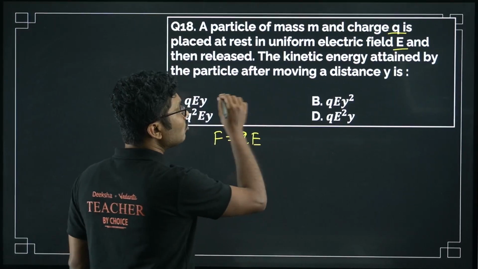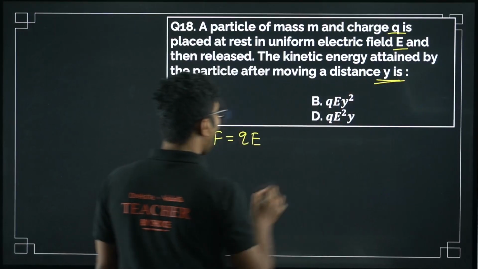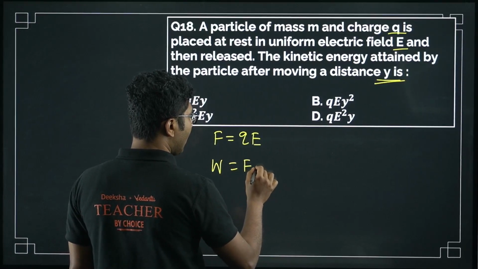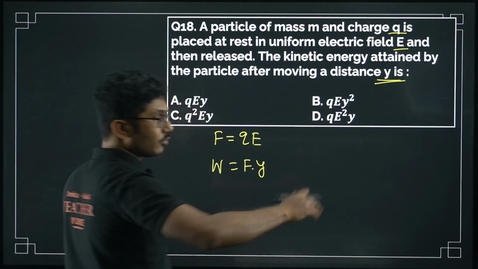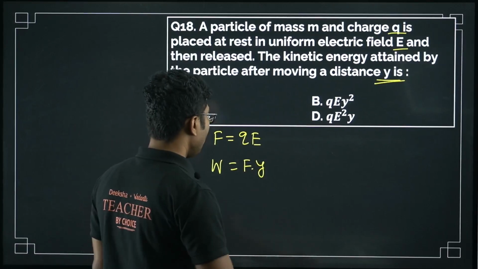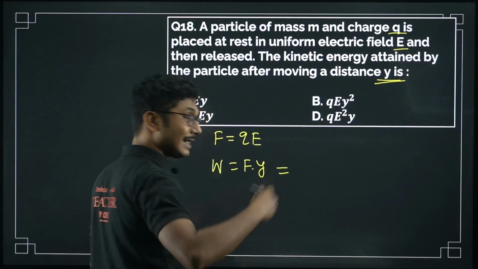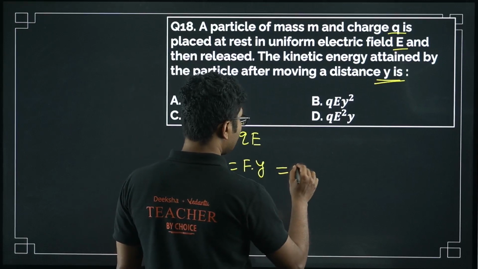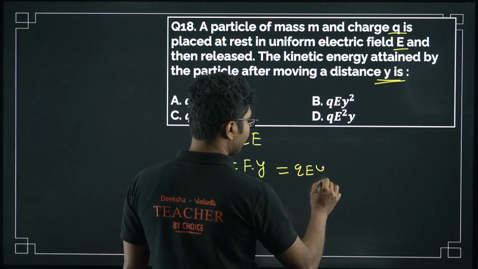Now if you move it by a distance of y, how much work are you doing? The work done is F s cos theta, but here they are moving in the same direction, in the direction of the electric field, right? So it will be F into y, or QEy. So this is the work done.